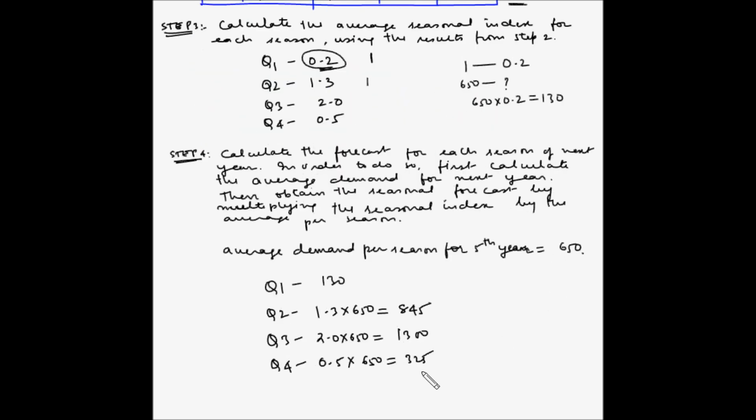Let's confirm that. So 5 plus 5, 0, 1 carryover, 1 plus 3, 4, plus 4, 8, plus 2, 10, 1 carryover, 1 plus 1, 2, plus 8, 10, plus 3, 13, plus 3, 16, 1 carryover, and 1 plus 1, 2. So this is the seasonal forecast for each of the quarters for year number 5.